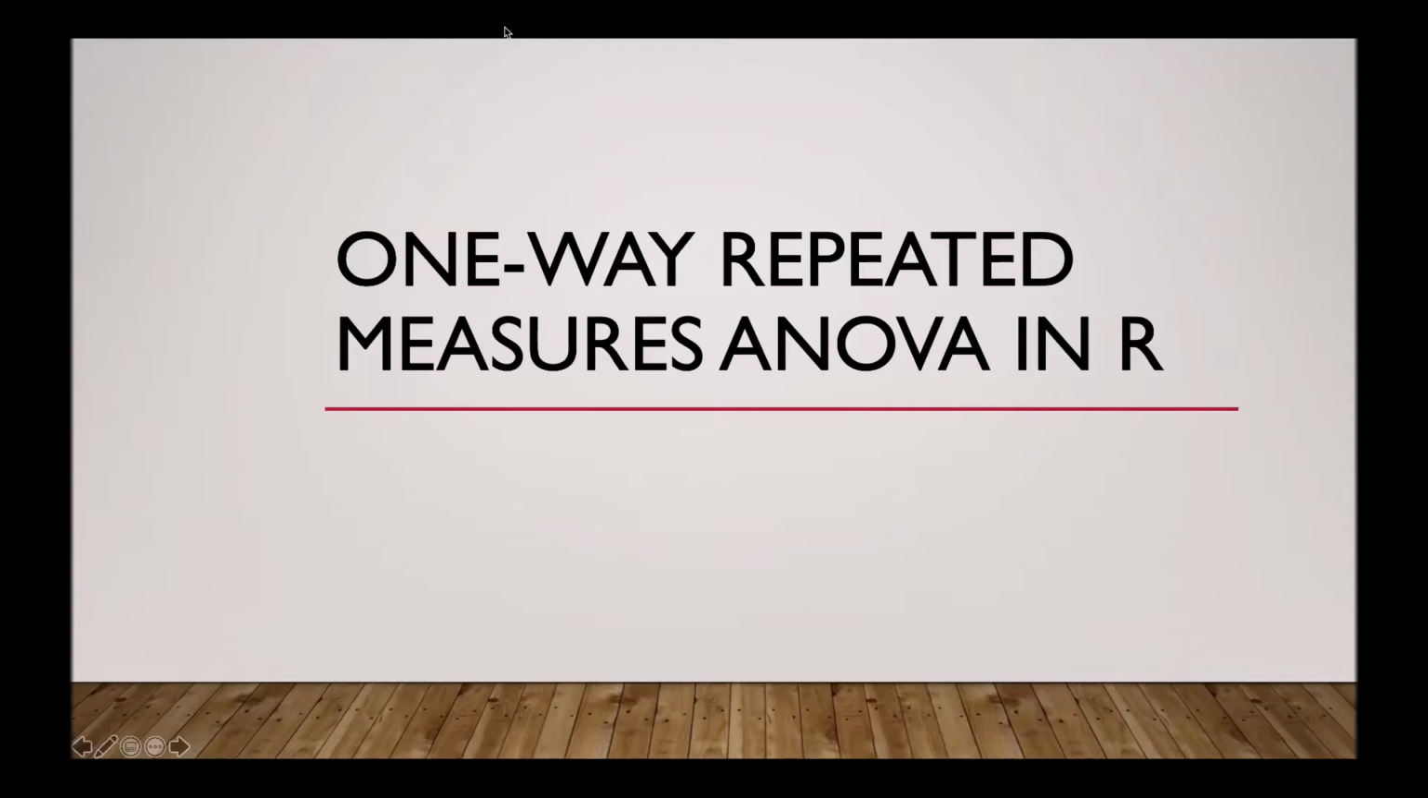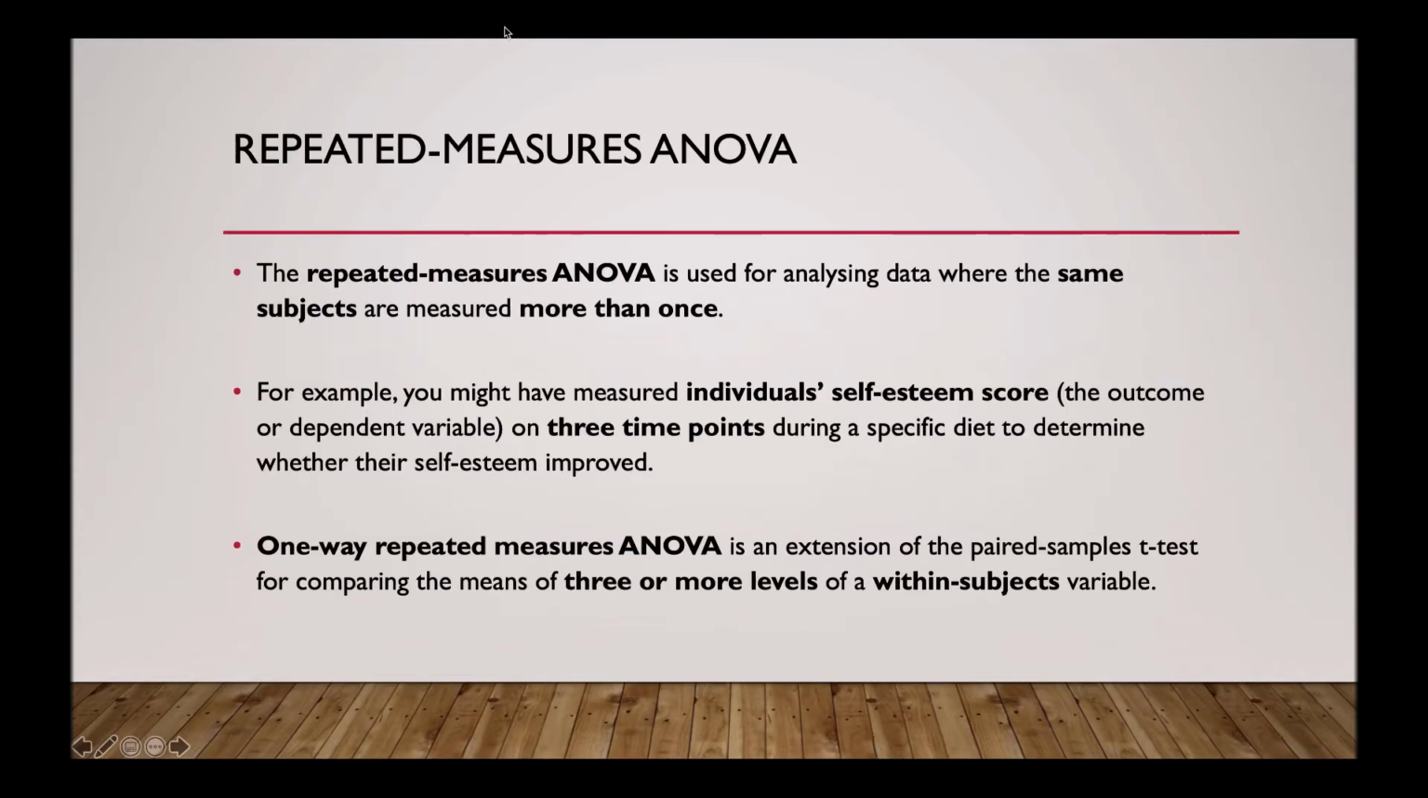This tutorial is going to demonstrate how to do a one-way repeated measures ANOVA in R. The repeated measures ANOVA is used for analysing data where the same subjects are measured more than once. For example, you might have measured individual self-esteem scores, which would be the outcome or dependent variable, on 3 time points during a specific diet to determine whether their self-esteem improved.